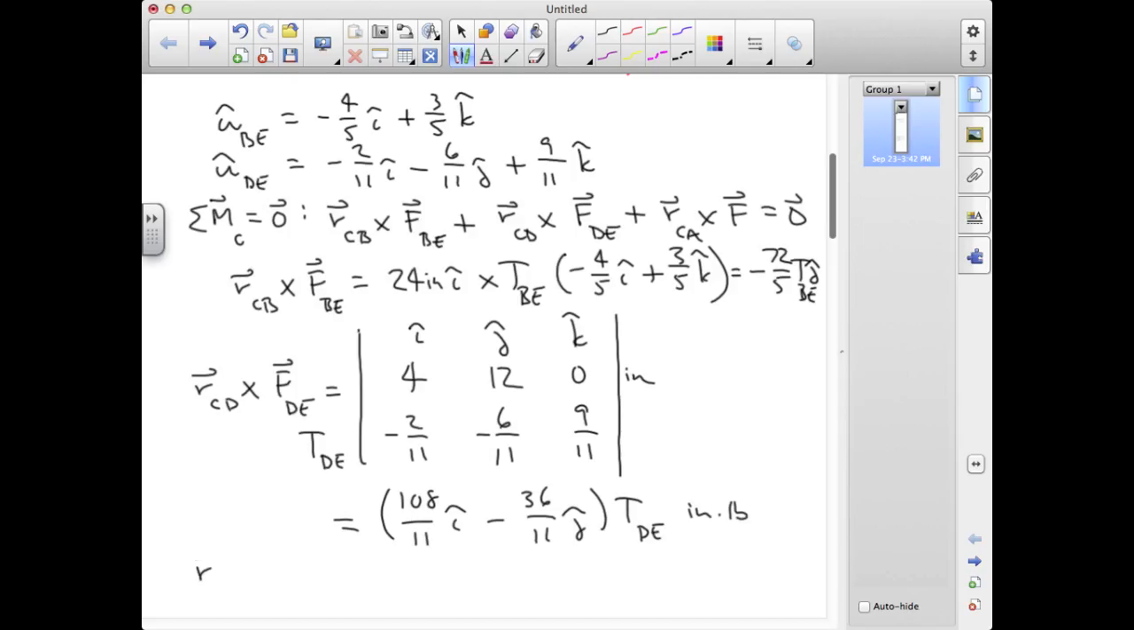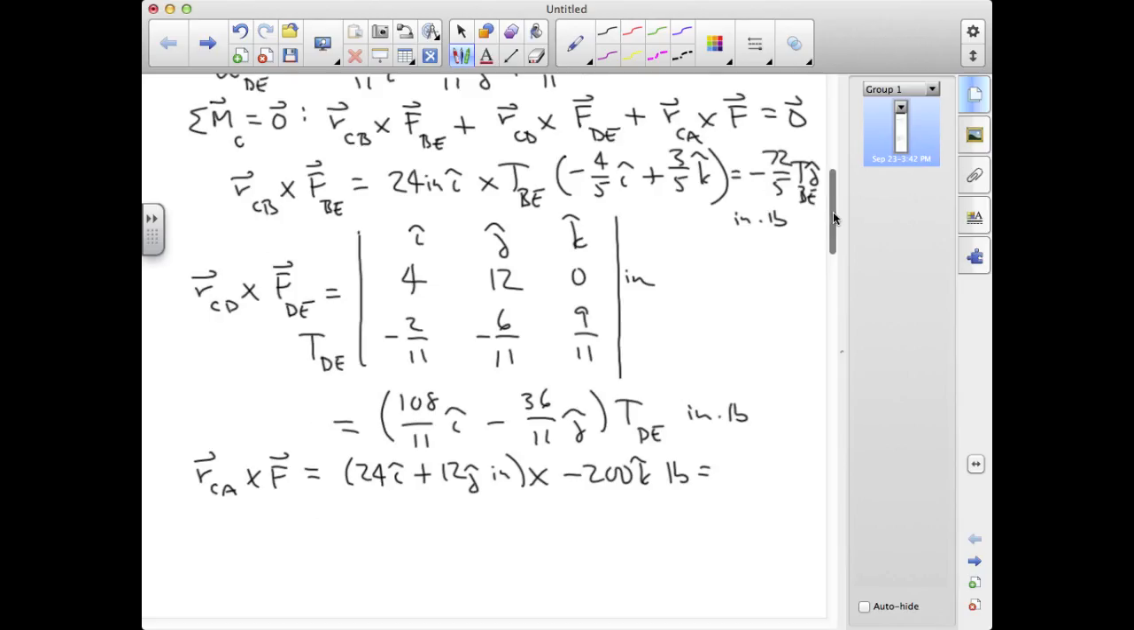Finally, we have RCA cross F, and that's 24I plus 12J inches crossed into minus 200K pounds. The I cross K is a minus J. We end up with 4,800 inch-pounds in J. And the J cross K is a plus I, and that gives us minus 2,400 inch-pounds in I.